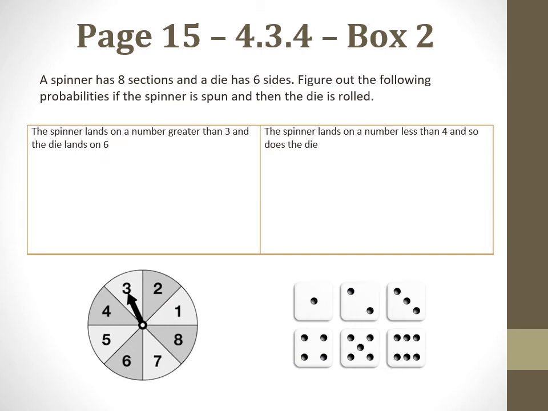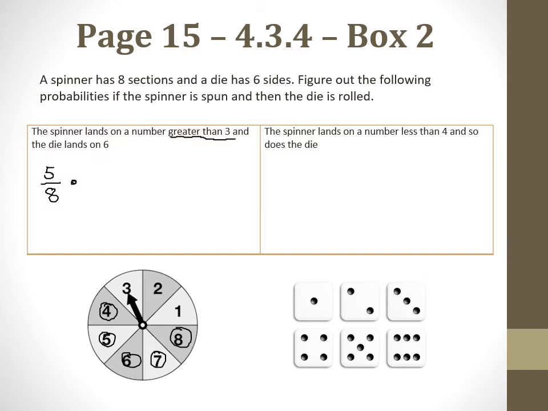A couple more examples with this spinner and this die. We're looking for the probability that the spinner lands on a number greater than 3 and the die lands on a 6. So the spinner landing on a number greater than 3 means we're looking at 4, 5, 6, 7, and 8. That is 5 out of the 8 sections of the spinner.